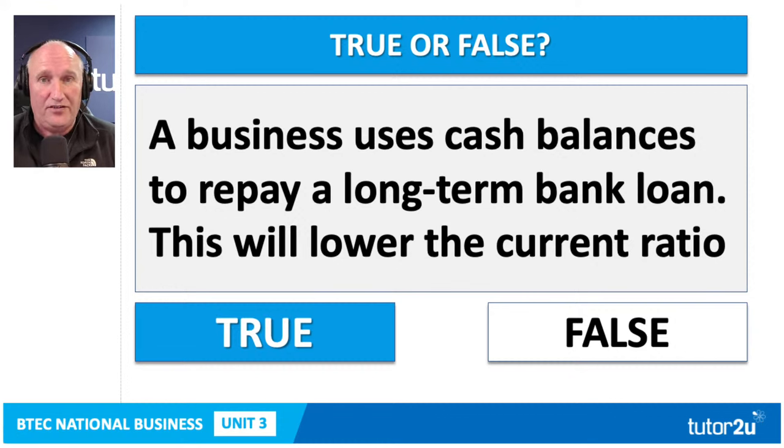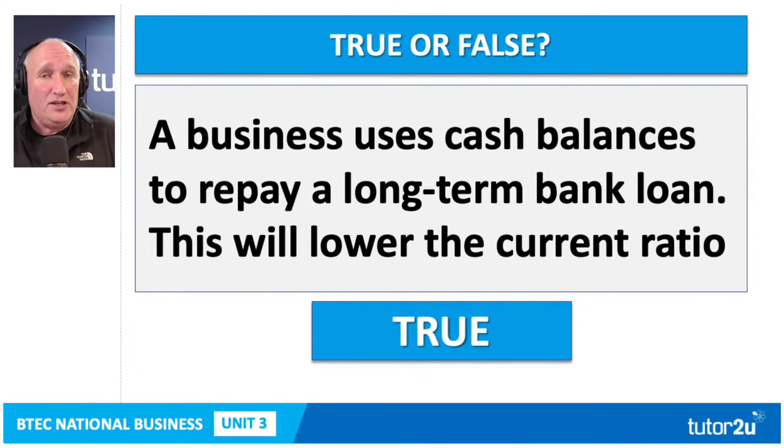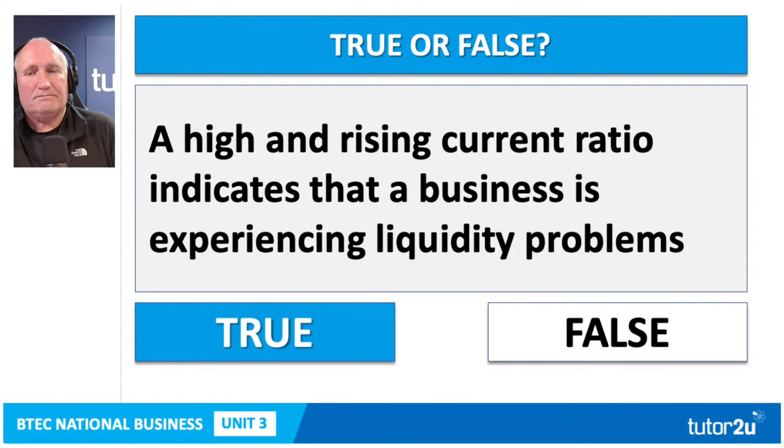So 50-50. Indeed, the answer is true. If you use your cash up to repay long-term liabilities like a long-term bank loan, it means you've got less cash, but your current liabilities are still the same because they're not affected. So actually, not such a good idea sometimes, particularly if a business has liquidity problems. Don't use your cash up paying long-term liabilities. Try to conserve your cash. So it will indeed lower the current ratio. Don't forget the current ratio, current assets on the top, current liabilities on the bottom.